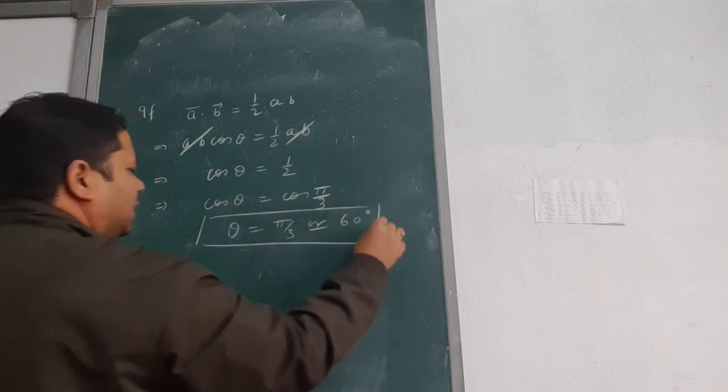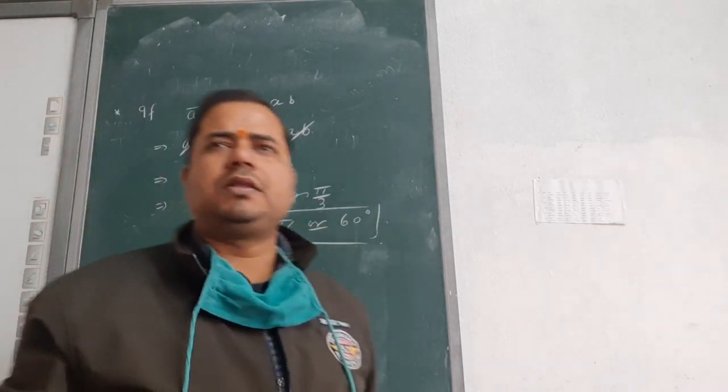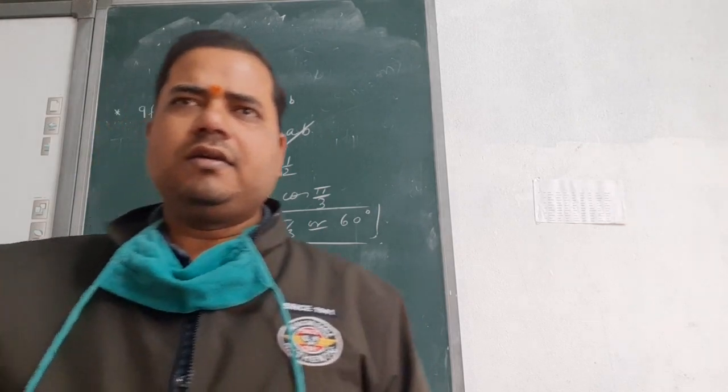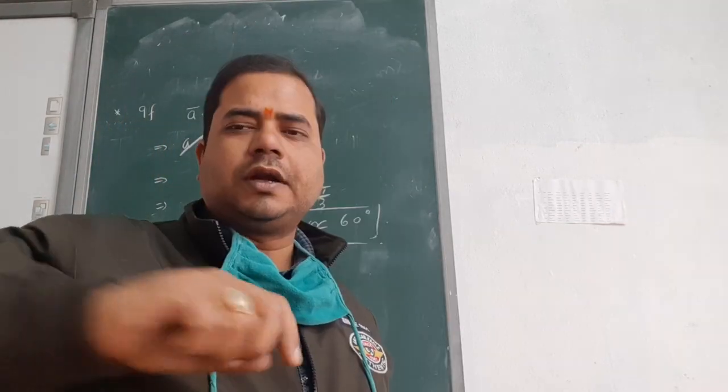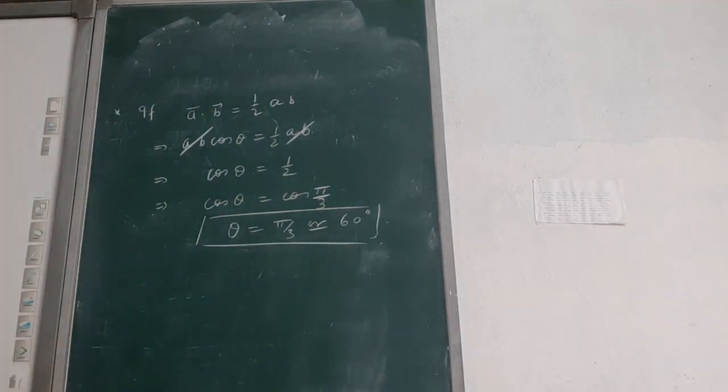Understood? So theta is equal to pi by 3 or 60 degrees. Okay? So note it down. Write down the next question, the 6th one.